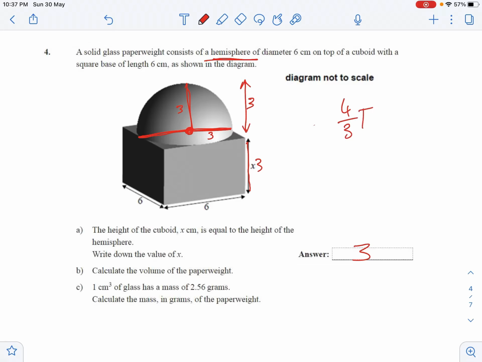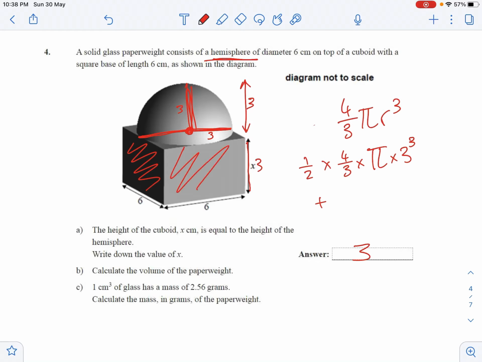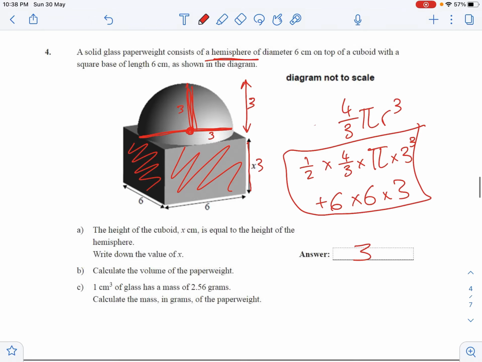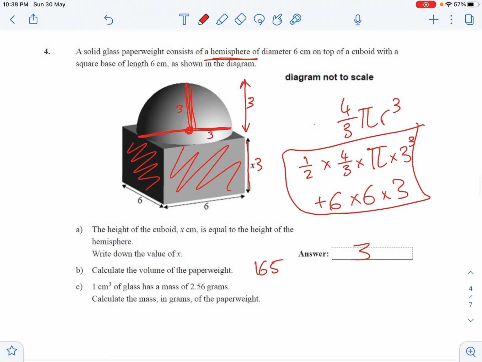Then for the volume of the paperweight, we're going to need to use the formula for the volume of a sphere, which is 4/3 pi r cubed, but we've only got half of that. So we're going to do half times 4/3 times pi times the radius, and the radius here is 3, cubed. And then I've got to add on the volume of the base here, which is 6 times 6 times 3, just length times width times height. And when you work out all that, I think you get to something like 165. And let's just remember that is centimetres cubed, it's volume, and we're dealing with centimetres.